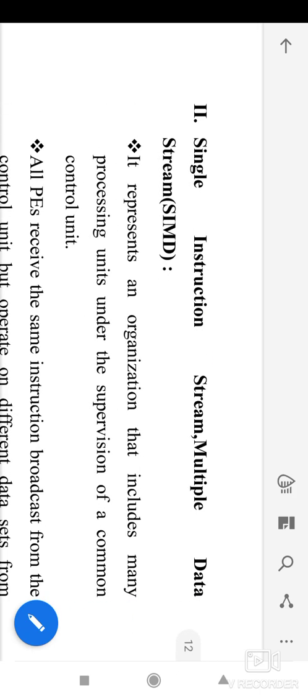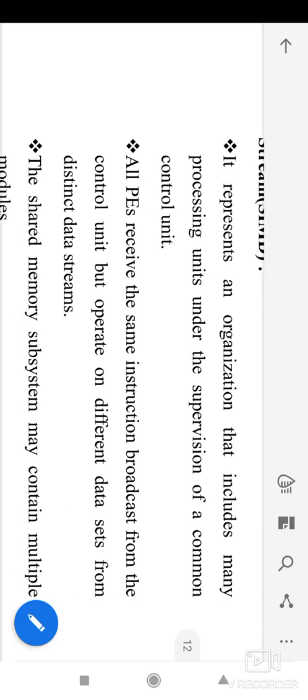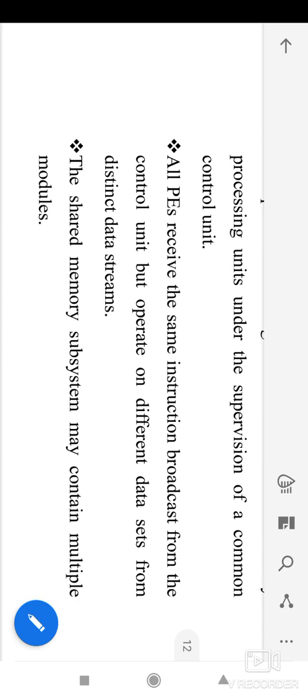So the next one is single instruction, multiple data. Okay, so it contains many processing units under the supervision of a single control unit, because here we have only one instruction but it works on multiple data. So all the processing units receive the same instruction broadcast from the control unit but operate on different data sets from distinct data streams.